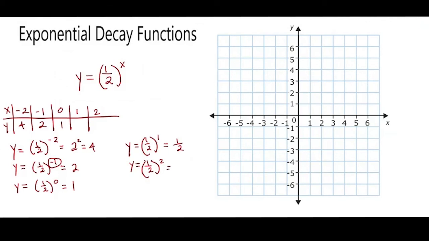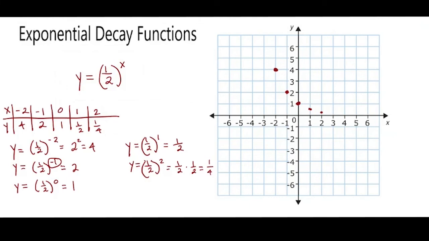And now remember, 1/2 squared means 1/2 times 1/2. All right? And now when you multiply fractions, you multiply straight across. So 1 times 1 is 1, and 2 times 2 is 4. You can also remember that 1/2 of a half is a quarter. So we'll plug in our y values here. And now let's plot these points. -2, 4, -1, 2, 0, 1, 1, 1/2, and 2, 1/4.